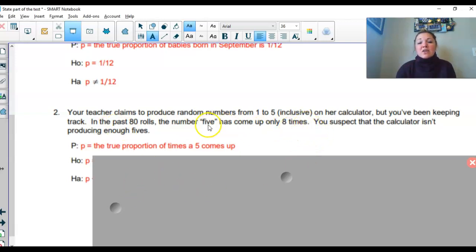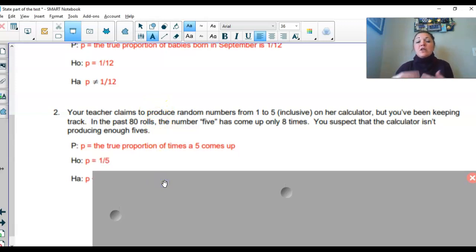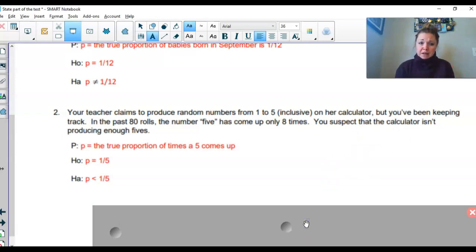Well, it looks like that didn't happen. 8 out of 80 doesn't look like that happened, but we don't care about that 8 out of 80 right now. That's our evidence. That is not what should happen, the current truth or the current claim. What should happen is it should come up 1/5 of the time. Now, what are we trying to prove? We're suspecting the calculator isn't producing enough 5s. So we're trying to find evidence if this is true. So if we're not producing enough 5s, we're trying to find evidence that it's less than what we think it should be. So that's why it's less than 1/5.